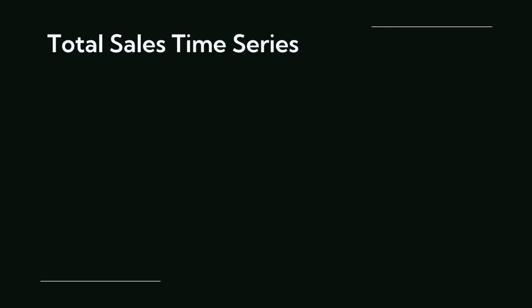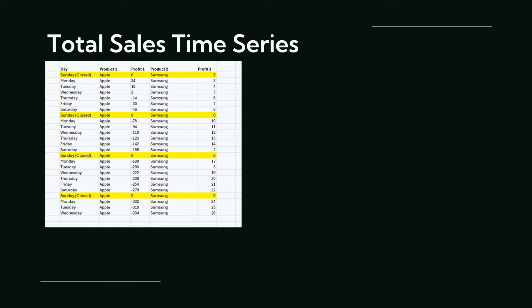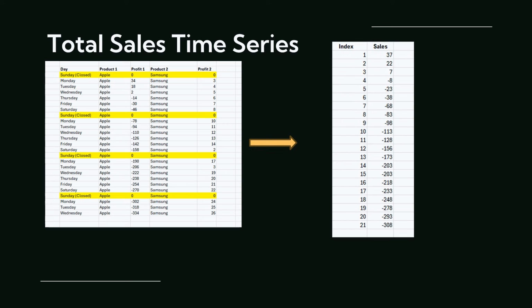So how do we go about this? Let's look at this example here. We can split this into total sales. So what we did here is we re-indexed. As opposed to 25 entries, now we're down to 21 entries. Index 1 corresponds to Monday, and the Sunday is taken out. So when we plot a chart, we see a continuous plot.